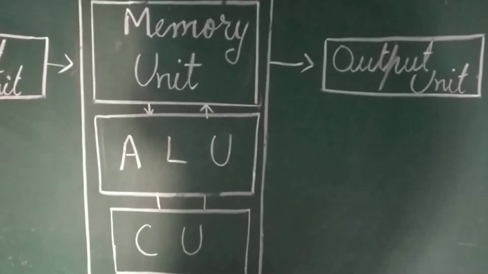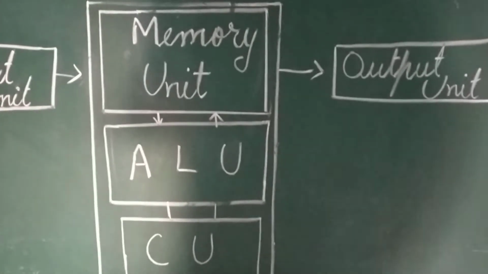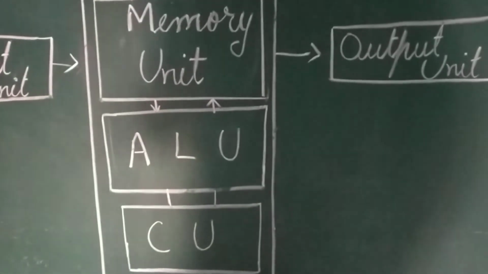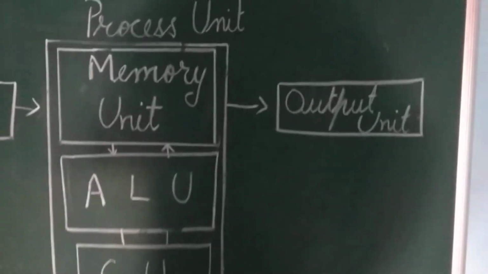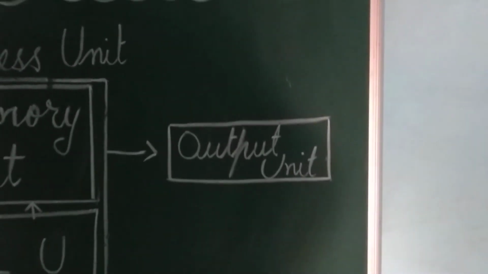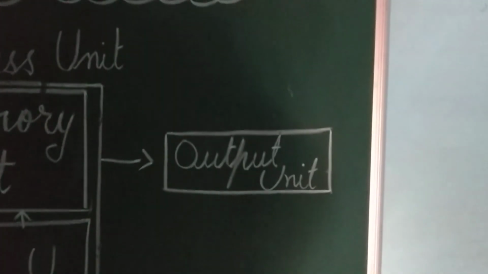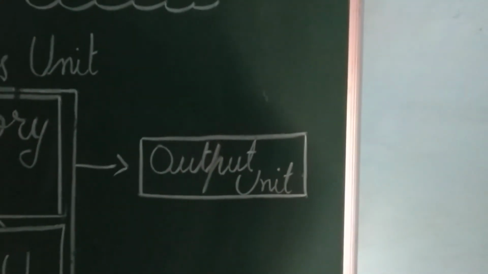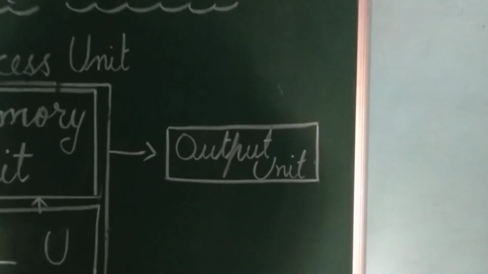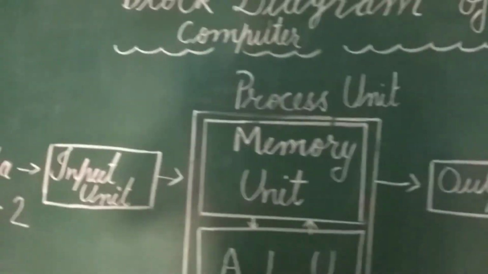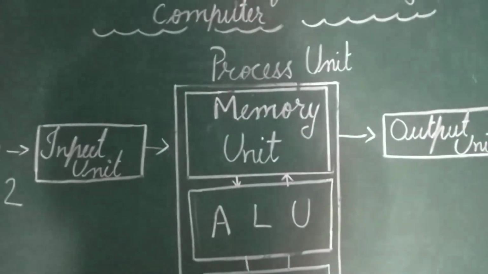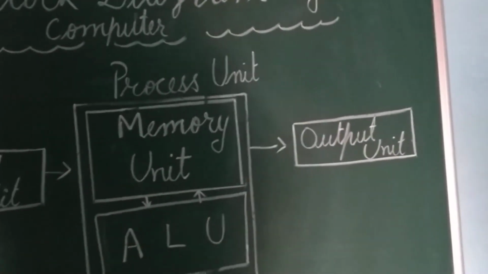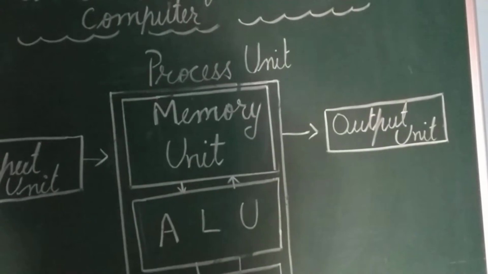Is it clear? It does not directly interpret the processing, but it controls everything inside the computer. And finally, the output units are the devices that give us the proper information or meaningful data, like monitor, printer, speaker, etc. So all these different units, meaning input unit, memory unit, ALU, CU and output unit, we are going to discuss separately in other classes.